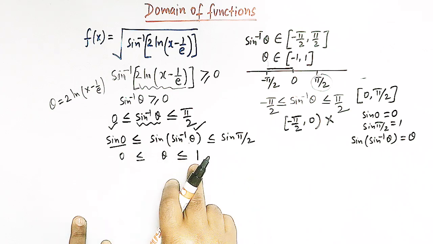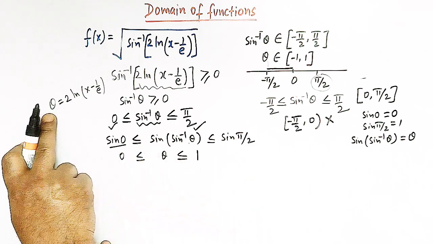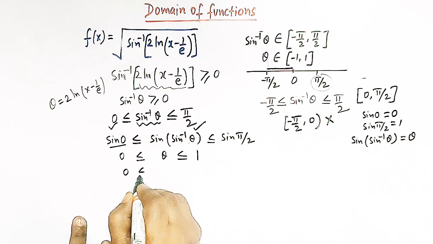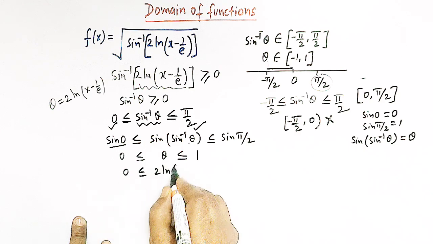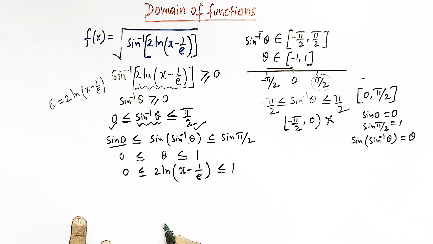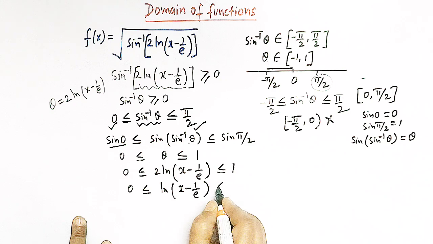So now we have this inequality. Let us substitute the value of theta over here. So we have 0, and then 2 times natural log of x minus 1 over e, and here we have 1, right? Now let us divide throughout by this number 2. So we have here 0 over 2, that is simply 0. Here we have natural log of x minus 1 over e, and here we have half.